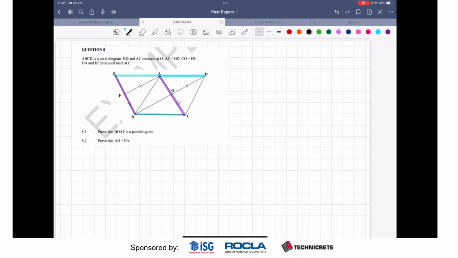So I'm first going to say that BE is parallel to AC, and that is proven. We proved in the previous question that BOAF was a parallelogram. Then we were told that ABCD was a parallelogram, which means that AD is parallel to BC. And if AD is parallel to BC, then the whole length ED is also going to be parallel to BC. So that's given.